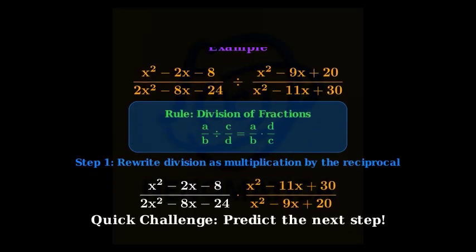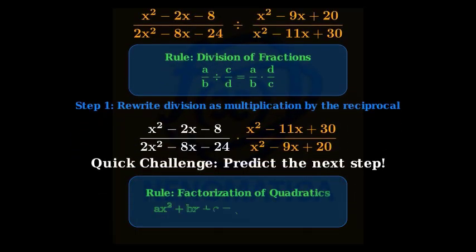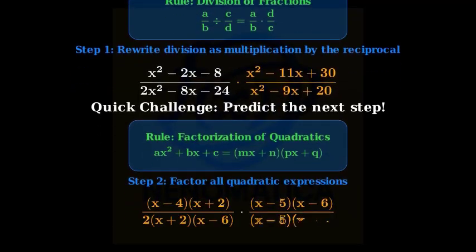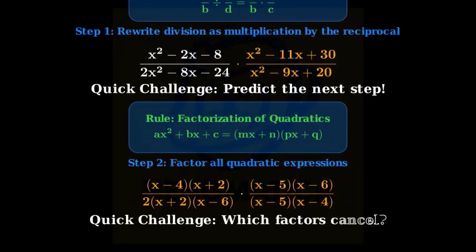Step 2. Factor all polynomials completely. Quick challenge. Which factors cancel? Take a moment to spot common factors in numerator and denominator. Step 3. Cancel common factors across numerator and denominator. Great job! We follow the exact structure. Rewrite, factor, cancel, and we obtained 1/2.